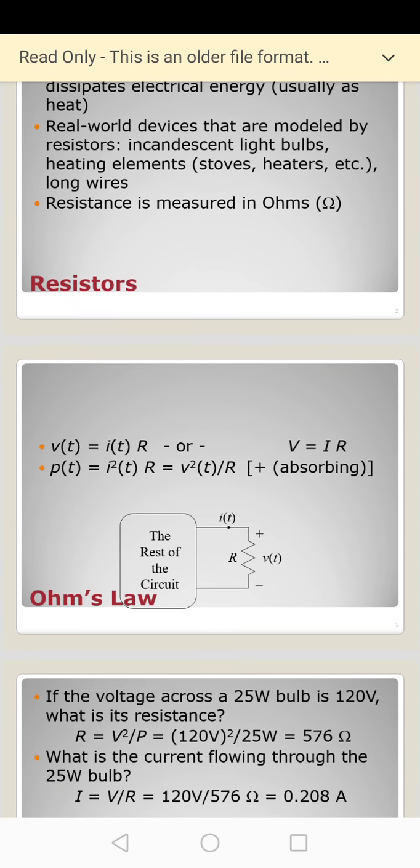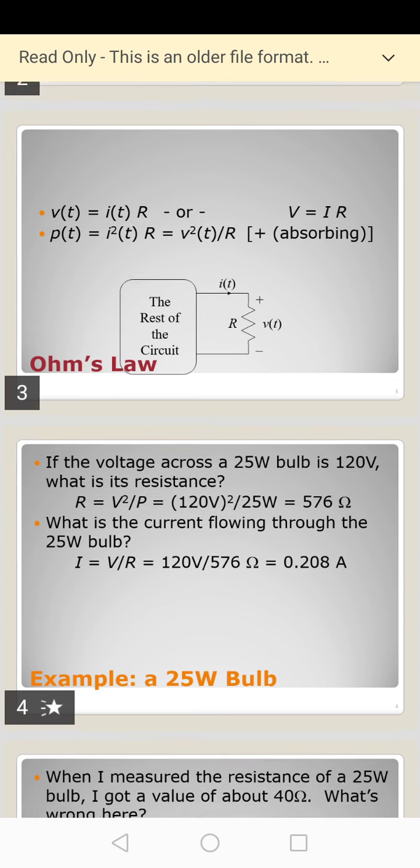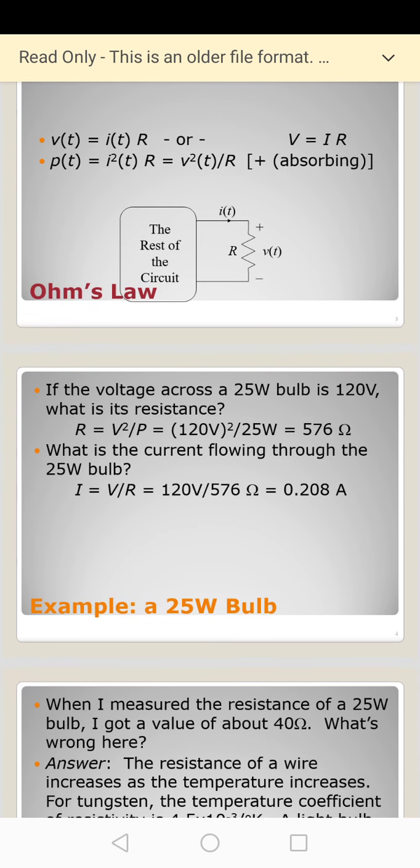V of t is equal to I of t into R. Power is I squared of t into R, which is also V squared of t by R. That is, V is equal to I into R. So Ohm's law is represented at constant temperature: the current flowing through the conductor is directly proportional to the voltage.